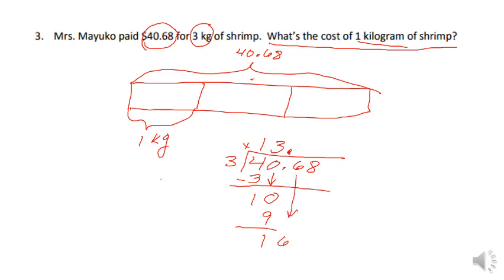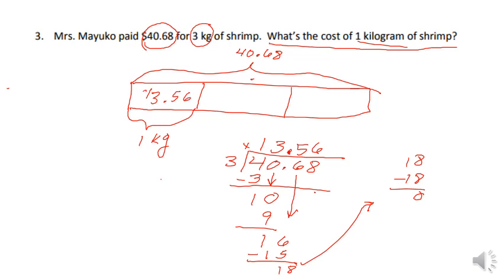3 can go into 16. We know that 3 times 5 is 15, so it's going to go 5 times. 5 times 3 is 15. Subtract what we have left over. We have 1, and we're bringing down the 8. 3 goes into 18 6 times, because 6 times 3 is 18. So I'm going to bring this up to here so I can finish it off. 18, and I'm going to subtract 18, we have 0. So we know 1 kilogram of shrimp costs $13.56.